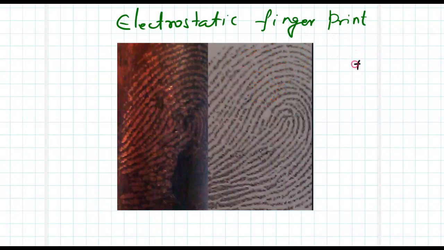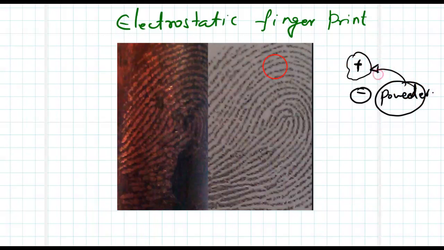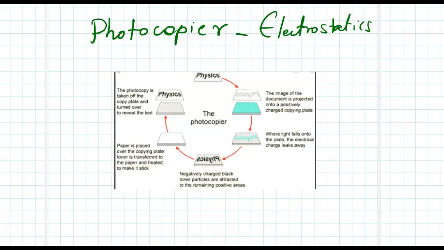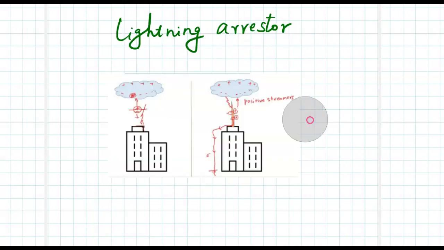Then the electrostatic fingerprint, the same method. We are using positive and negative charge. Wherever you see the fingerprint, if the fingerprint turns into positive charge, there will be a negatively charged powder. They will spray it onto the positively charged fingerprint, so the fingerprint will attract the negatively charged powder wherever the print is stamped or pressed. So you can see the fingerprint. This is an electrostatic application. Then another application, we are using it in the photocopy machine.